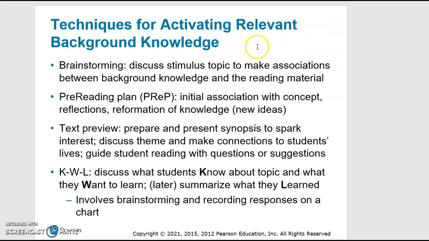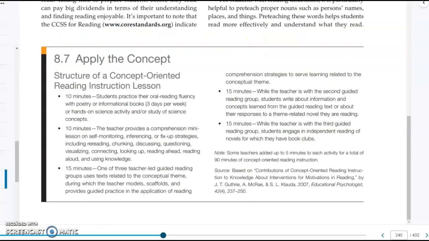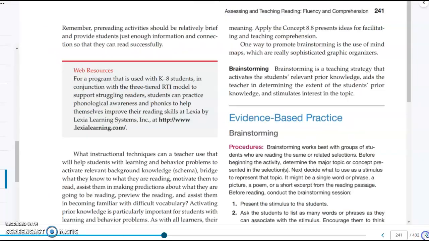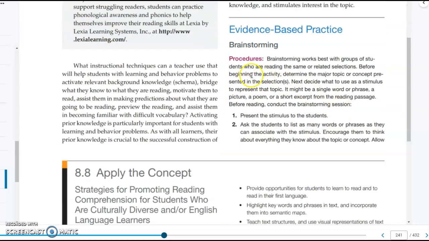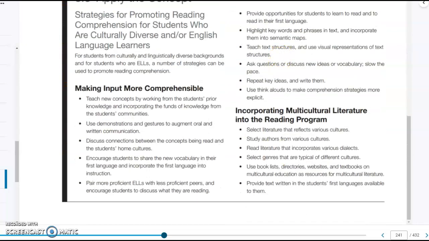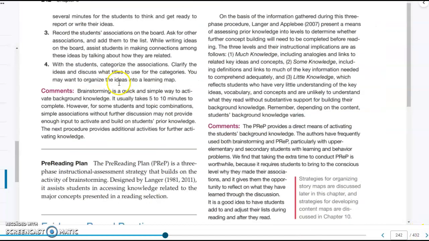So some techniques for activating relevant background knowledge. Well, you could brainstorm. And your textbook has some really great, again, this is why I continue to use this textbook. Especially starting in chapters 8, 9, 10, and 11, there are some evidence-based practices, also those instructional activities, but these are some evidence-based practices that have been proven to work. So brainstorming is a simple procedure that is evidence-based. It has evidence that shows it works. Okay, so that's one of the evidence-based practices.